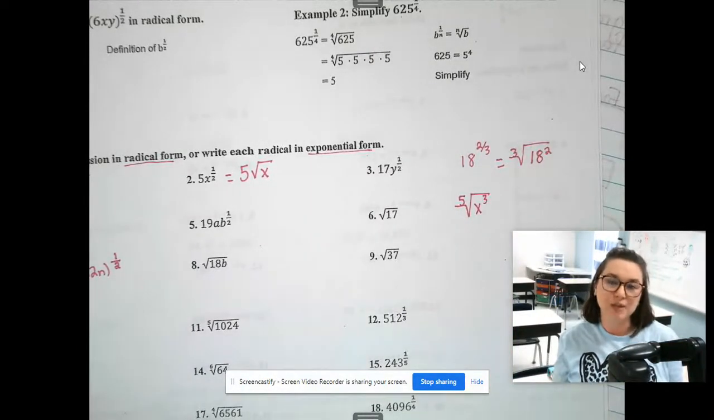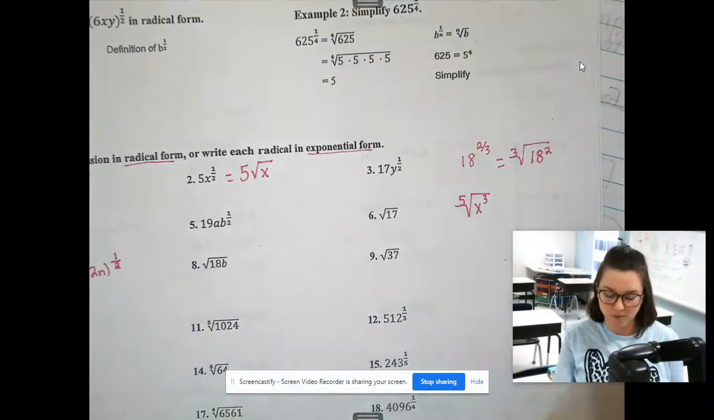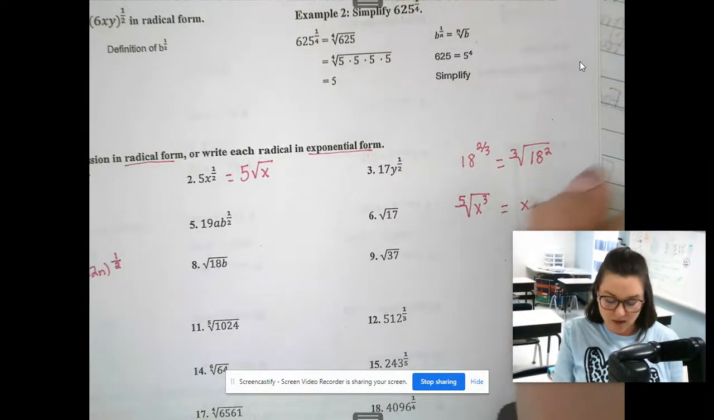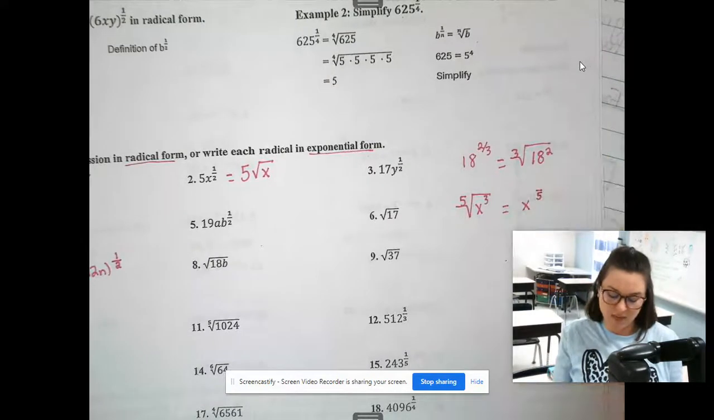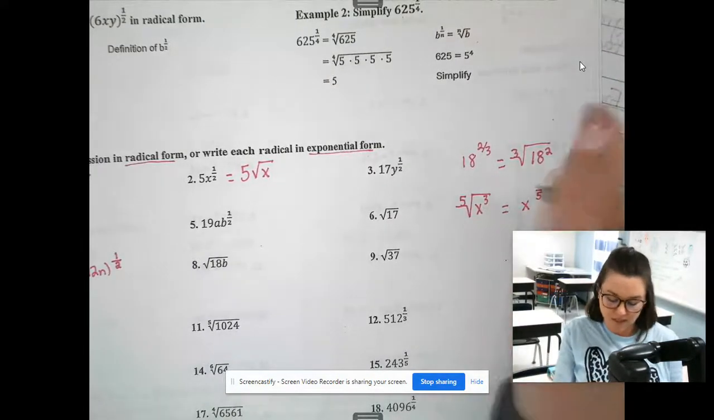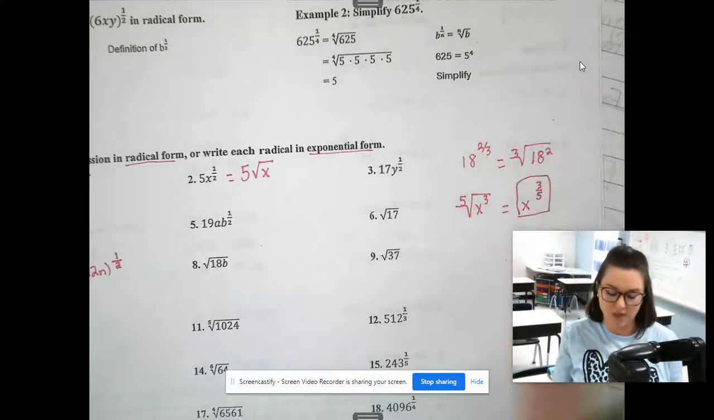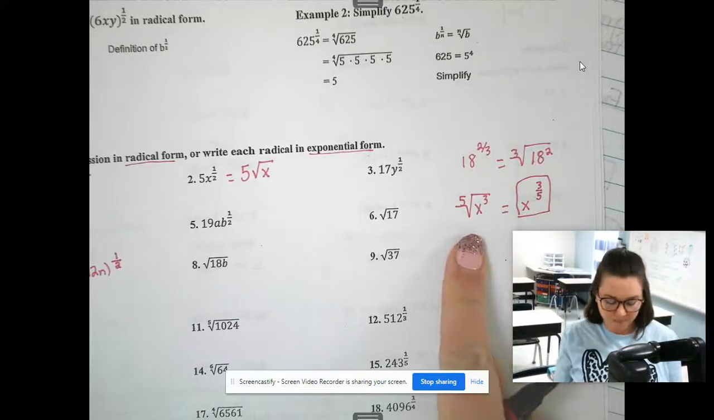Same thing if I gave you the 5th root of x to the 3rd power. If I ask you to rewrite that in exponential form, the 5th root, that is the denominator of your exponent, and the exponent on that x is the numerator. So this would be x to the 3/5 power for the equivalent of that.